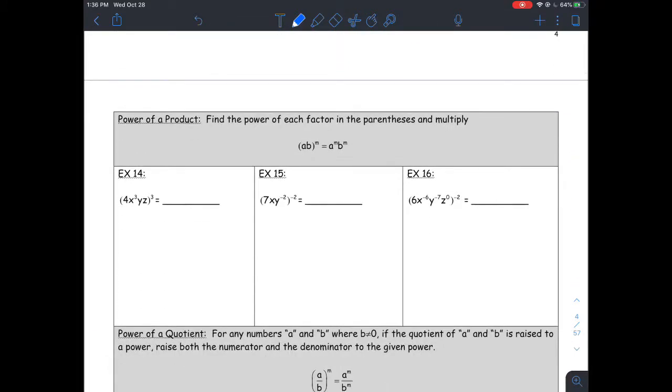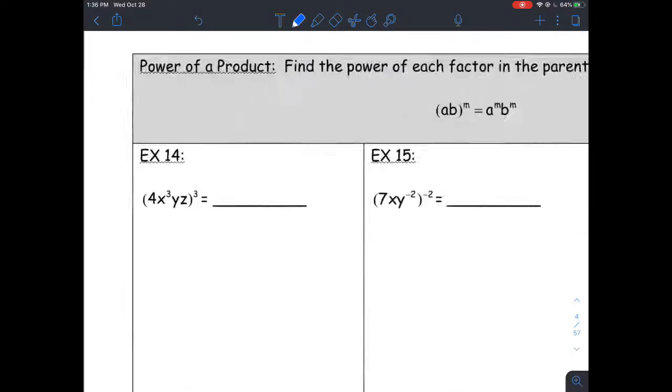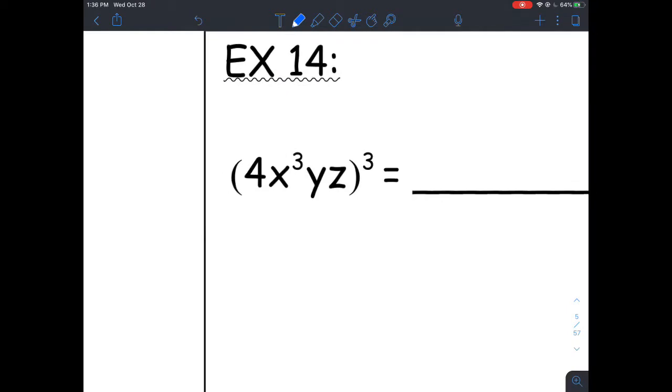All right. Power of a product. Find the power of each factor in the parentheses and multiply. So what they mean by this is tricky, but it's not too bad. When you are raising stuff that's being multiplied to a power, basically what you end up doing is distributing this power to each term.